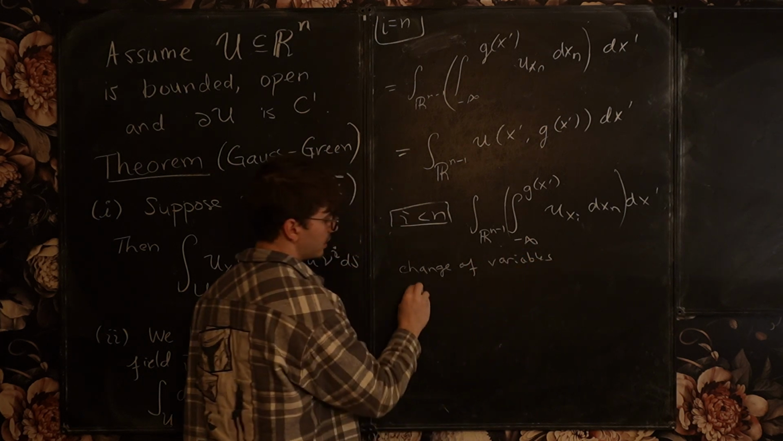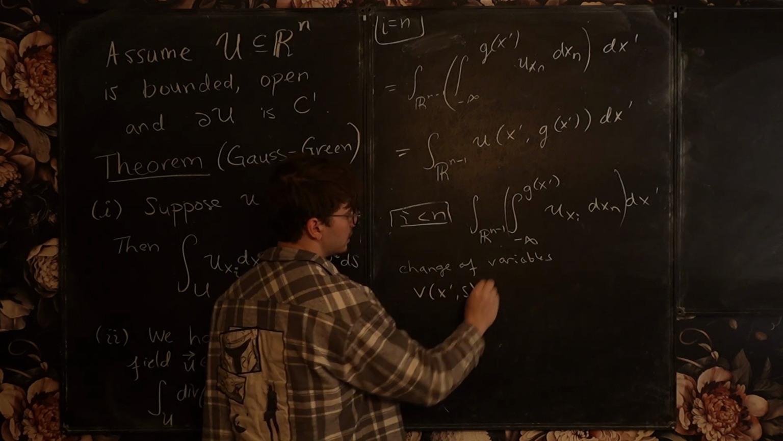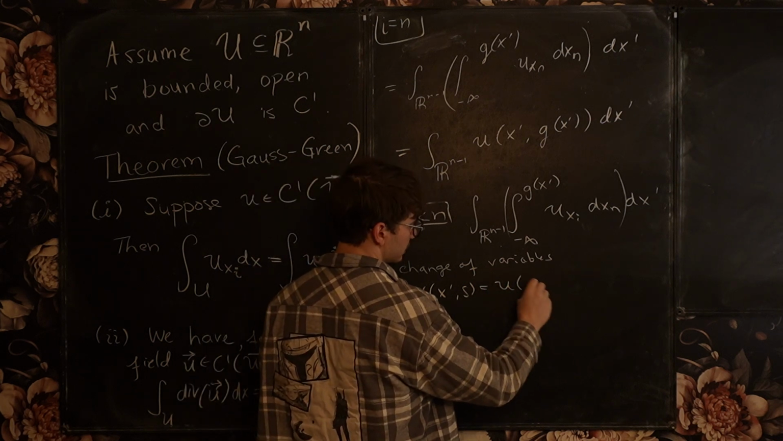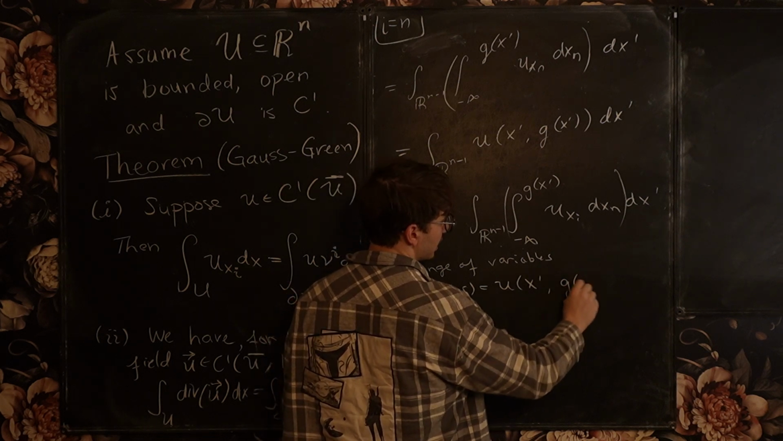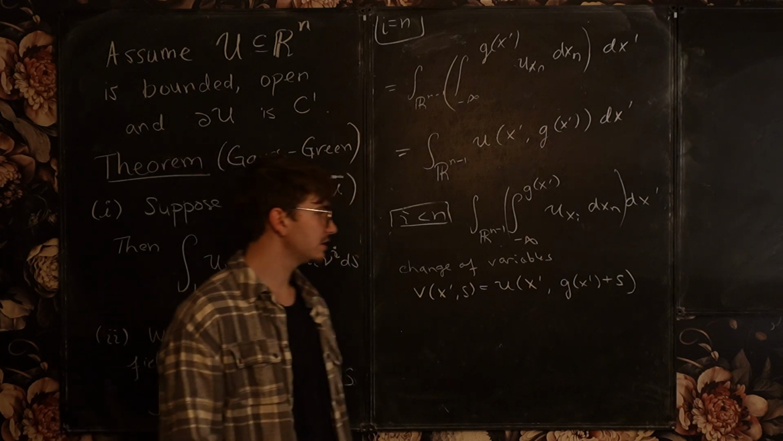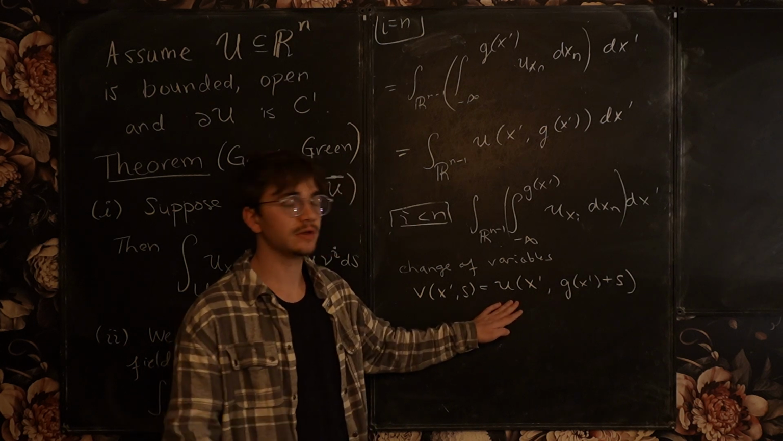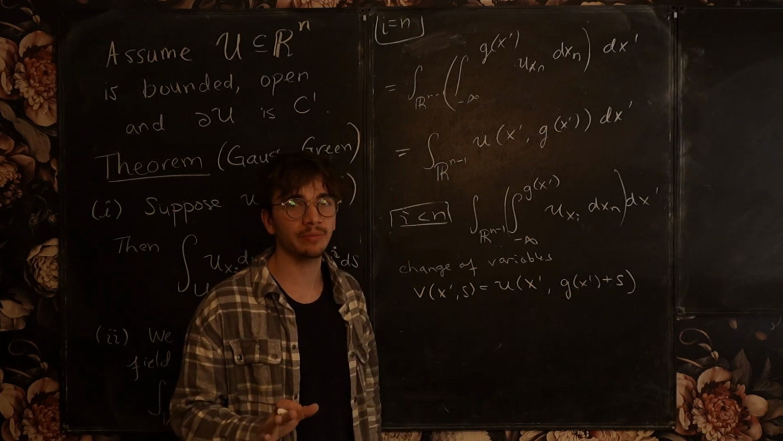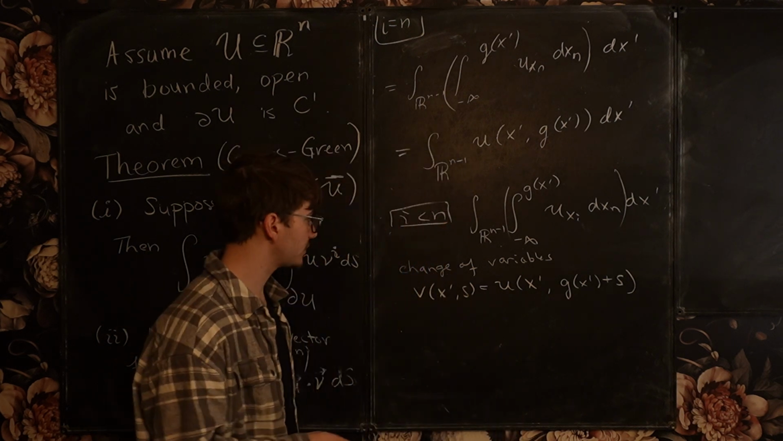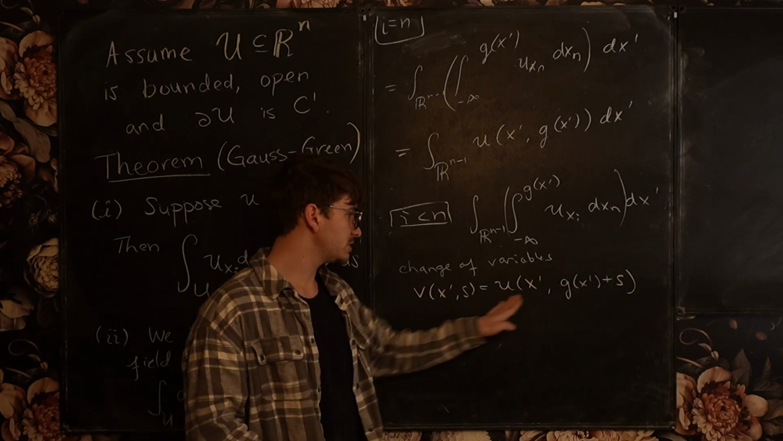So I'm going to set v of x prime, s equal to u of x prime, g of x prime plus s, okay? And this is straight out of the Wikipedia cookbook. This is an excellent trick, and this entire proof can be found on Wikipedia, by the way, if you search up this theorem. I'll put a link in the description of the video. So, okay, we do perform this change of variables.